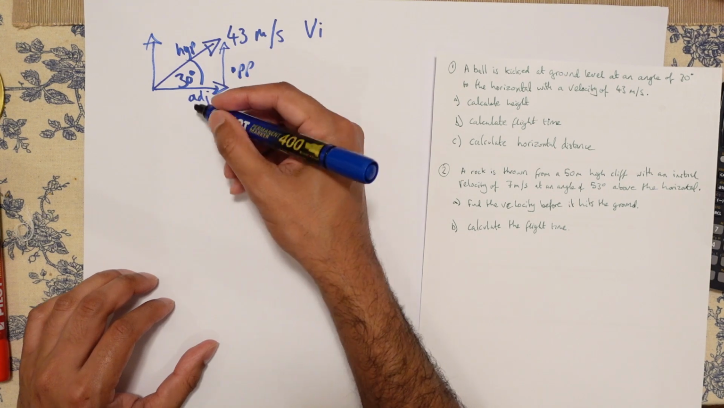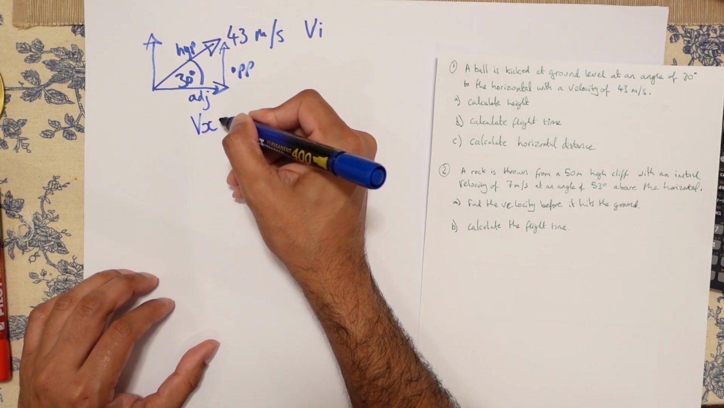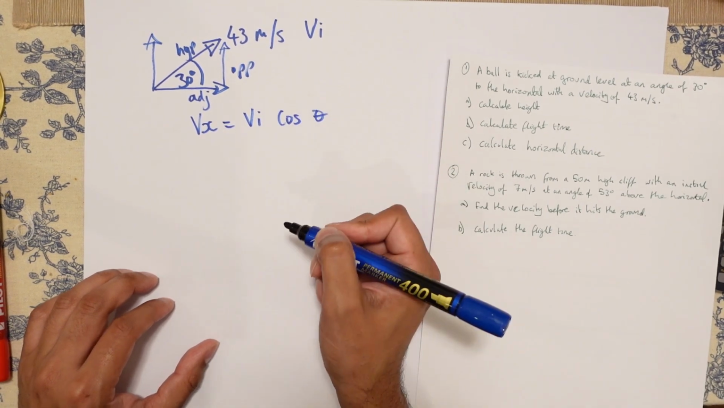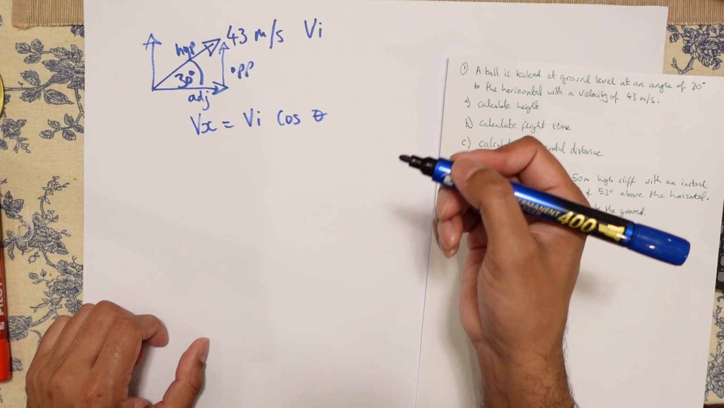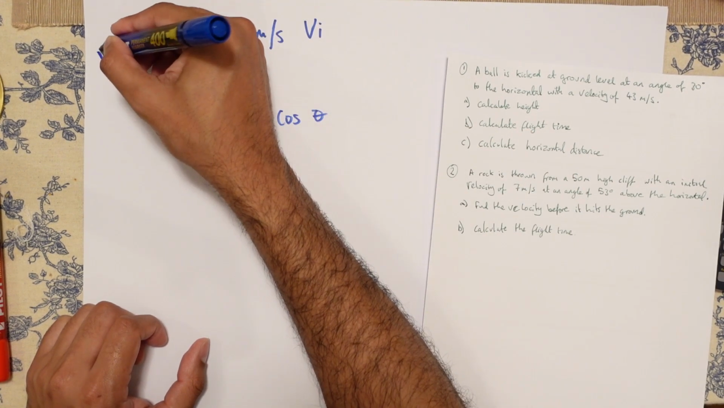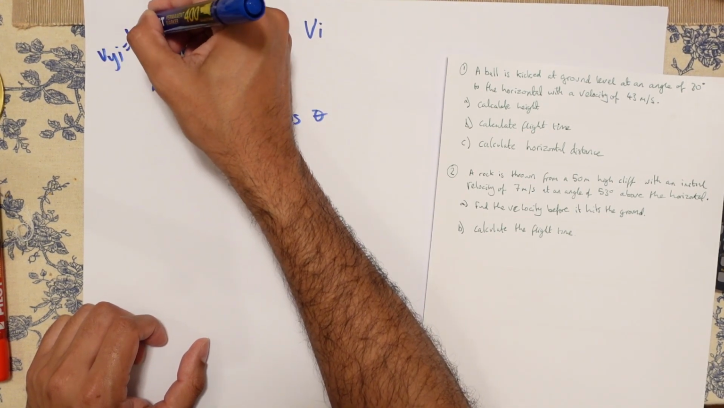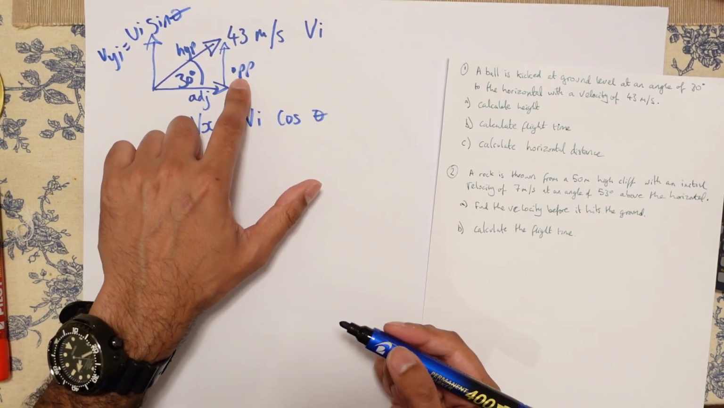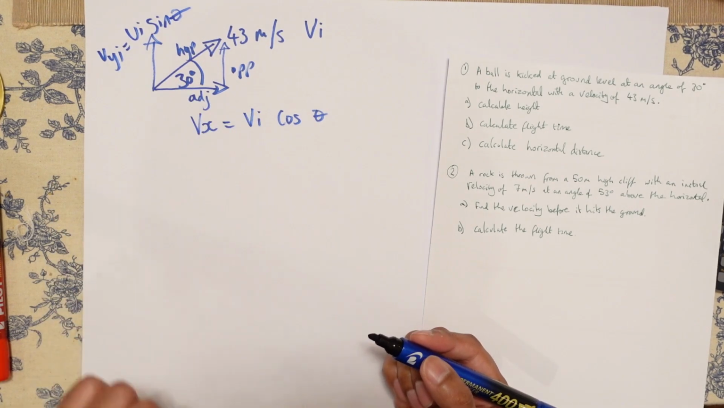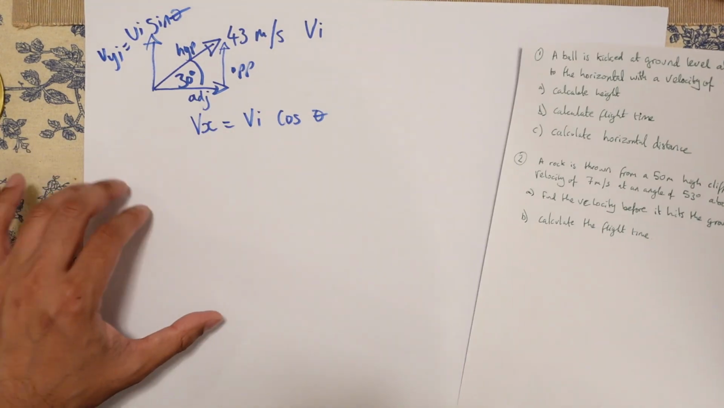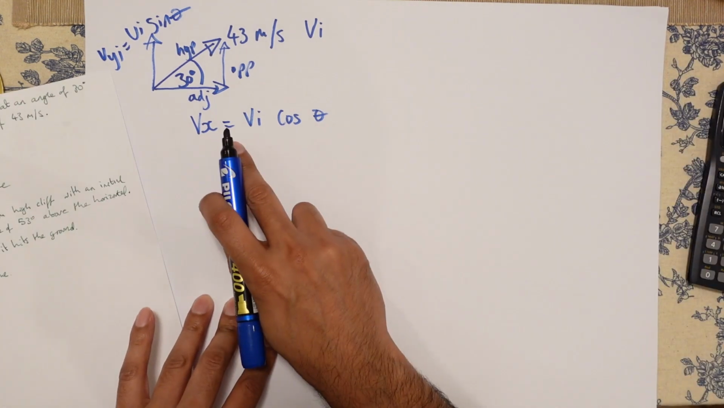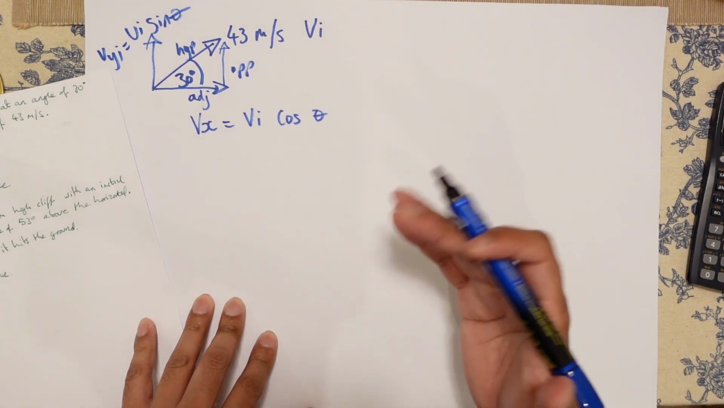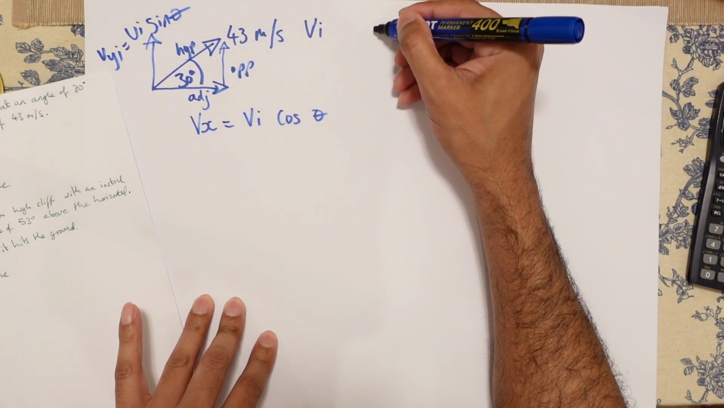a cosine. So here we can have Vx equals Vi cosine theta. And for that one, Vyi is Vi sine theta, because that's the opposite, SOHCAHTOA. Okay, anyway, so that's what we're starting off with. Let's work out, probably the y is going to be more important than the x for now. So let's just work out Vyi.